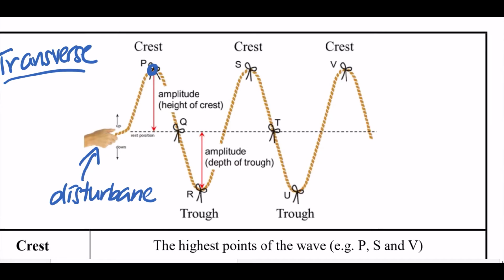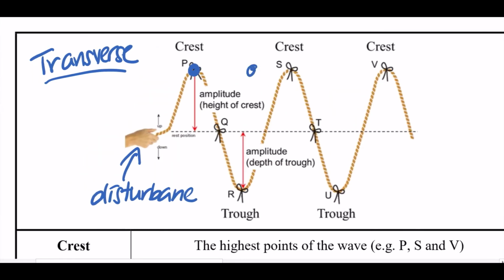Now the highest point that the wave can actually achieve is what we call the crest. Think of it as a crown, a crest, a crown of a king on the head. The lowest point that the wave can reach is called a trough. Think of it like a drain, a trough of a drain.